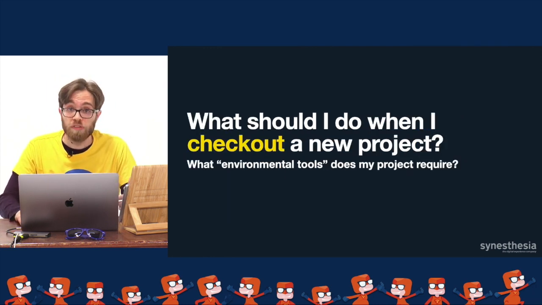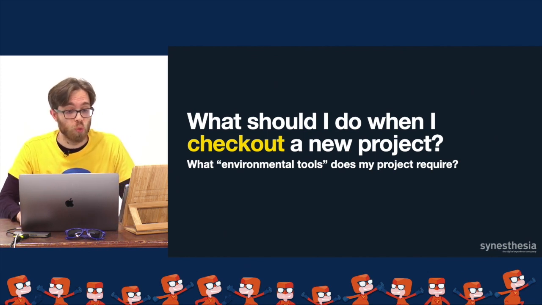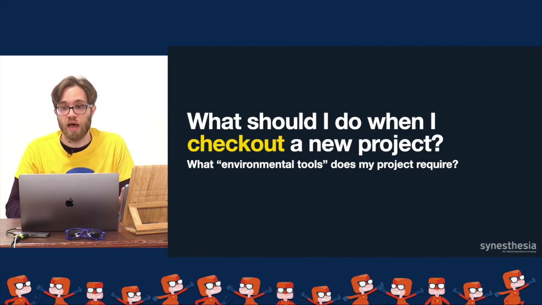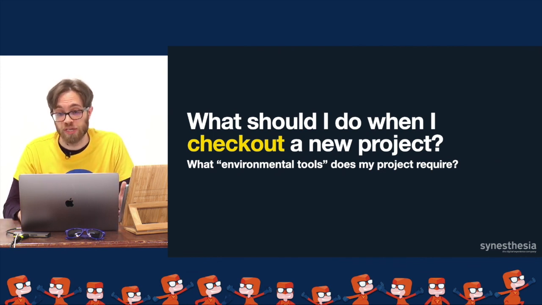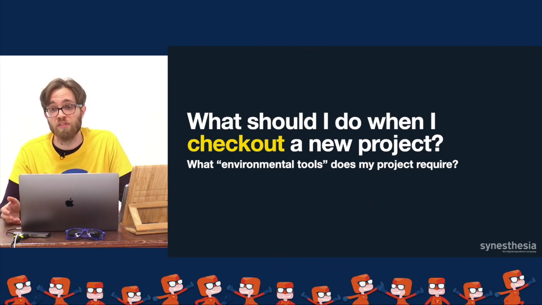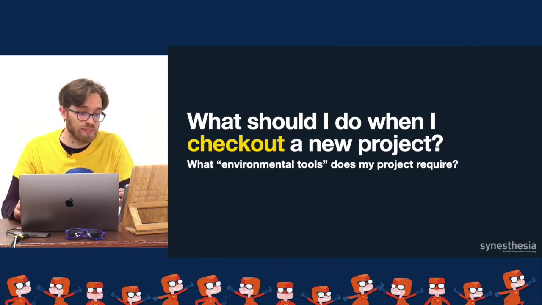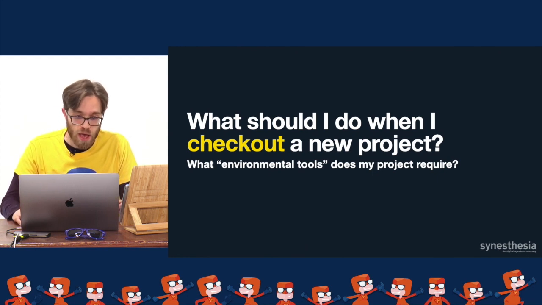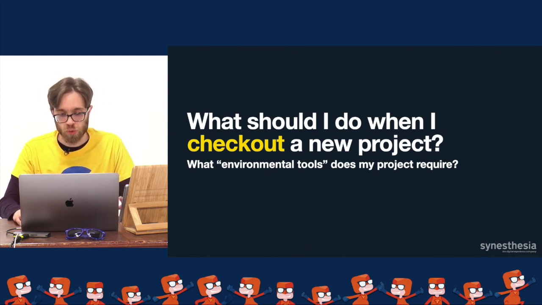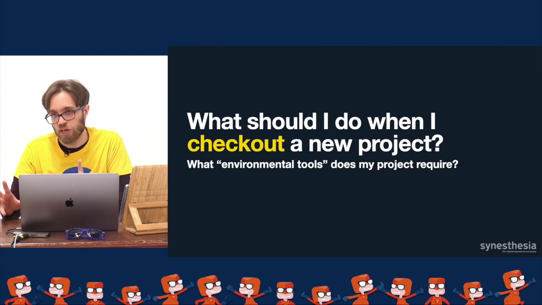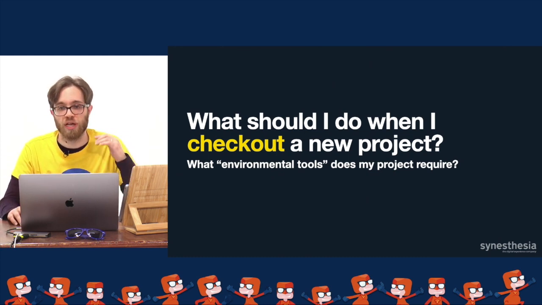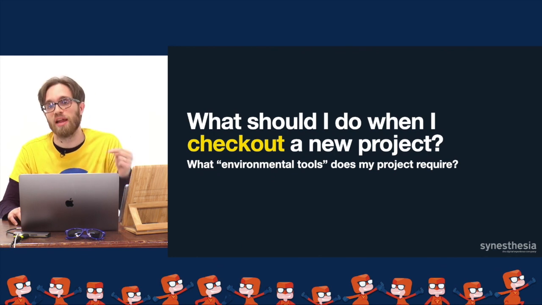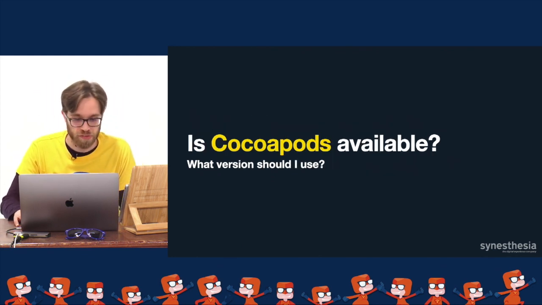So, first thing I want to talk about is what should I do when I check out a new project? I mean, how can I make sure that a new developer, or most important, a continuous integration and continuous delivery machine in the cloud is ready to run and to handle my project when the first checkout from Git is happening? What I call environmental tools, not needed for the compilation part. I mean, not pods, not external dependencies, but the tools that I need to install those dependencies.